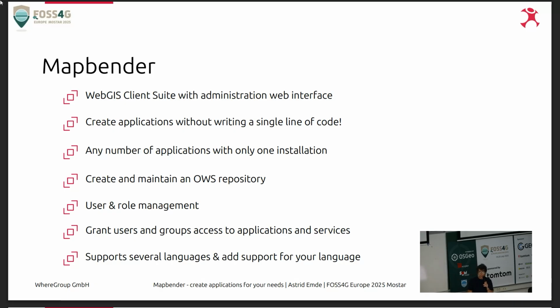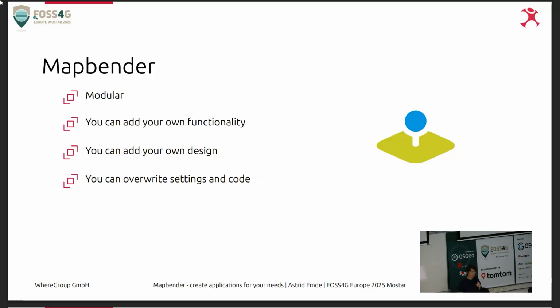You can create and maintain OWS repositories. That's for your services. Mapbender gets to know your services, for example your WMS. Then you can create users and groups in Mapbender and assign grants from a user or group to an application, so only a subset of your users can see, for example, an application. We support several languages, and if you would like to add your language to Mapbender, you are welcome and can make a pull request.